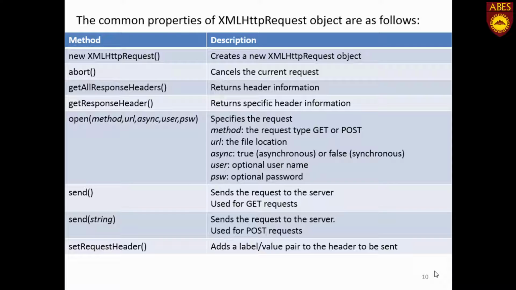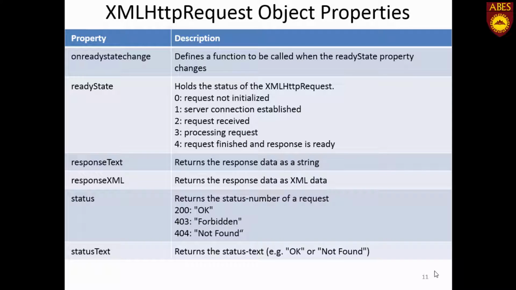setRequestHeader adds a label. XMLHttpRequest object properties for that particular server: onreadystatechange defines the function that is called when the readyState property changes. The readyState property can be specified by using numbers: 0 is for request not initialized, 1 for server connection established, 2 is for request received, 3 is for processing request, and 4 is for request finished and response ready, which we have used.